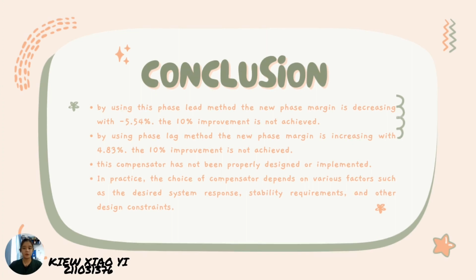Based on the transfer function that we built, implementing the phase lead compensator should generally increase the phase margin, but the new phase margin is smaller than the old phase margin after applying the lead compensator. Therefore, we can conclude that this compensator has not been properly designed or implemented. On the other hand, although the phase margin needs to be improved by 10%, the percentage of increment for the phase lag compensator is only 4.83%.